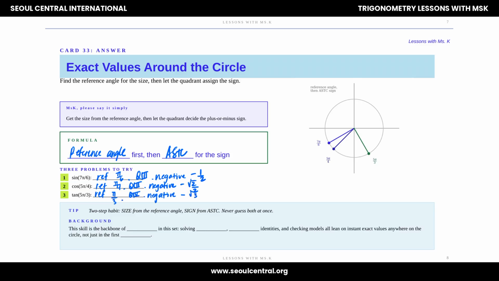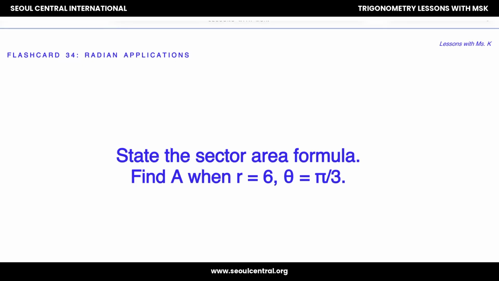One tip, the 2-step habit. Get the size from the reference angle, and you get the sign from ASTC. Never guess both at once. Background. This skill is the backbone of everything in this set. Solving equations, evaluating identities, and checking models all lean on instant exact values anywhere on the circle, not just in the first quadrant.